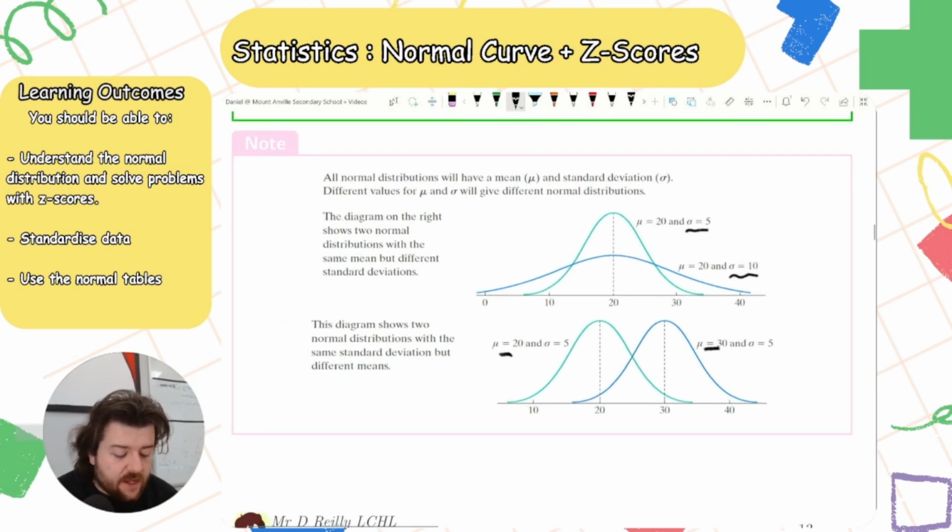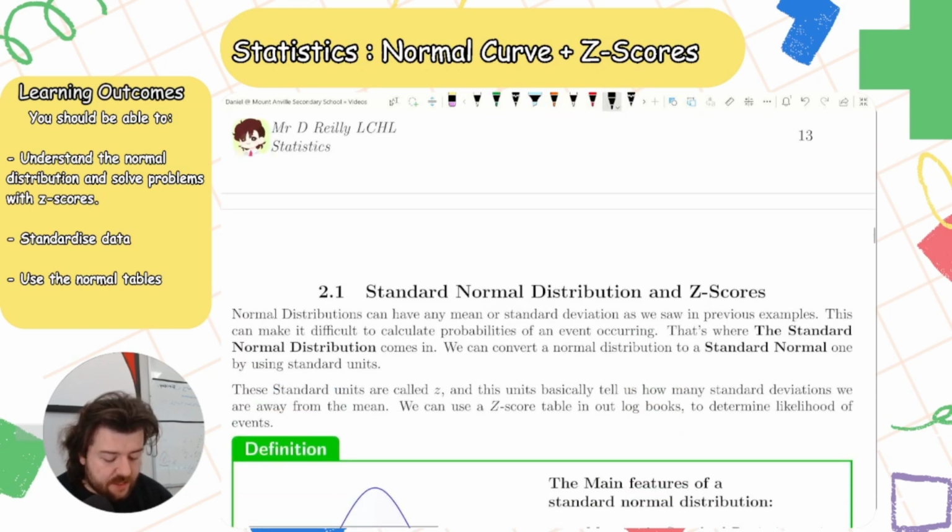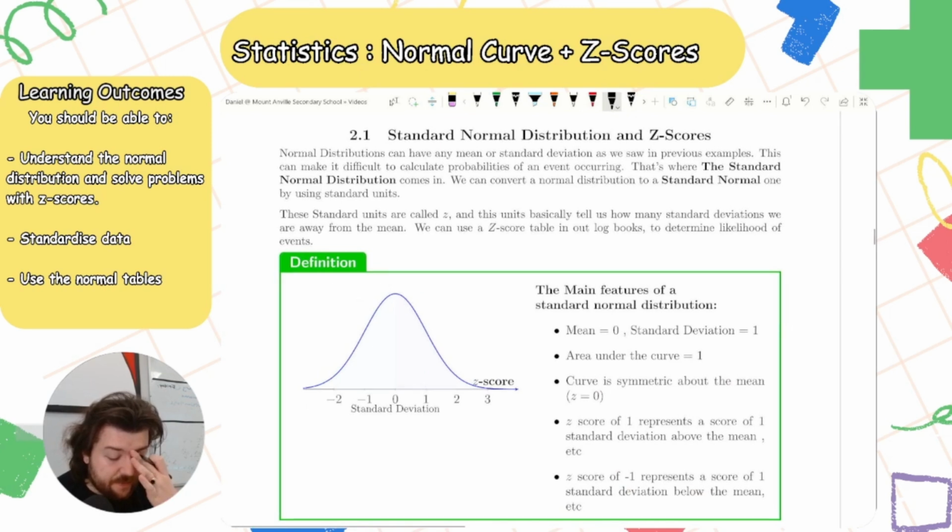Now, it's very rare that we'll be dealing with the regular normal distribution. We will primarily be dealing with the standard normal distribution. So what's the standard normal distribution? Normal distributions can have any mean or standard deviation, as we saw in previous examples. So I can have a normal distribution with a mean of 10 and a standard deviation of 5. This can make it difficult to calculate the probabilities of an event occurring.